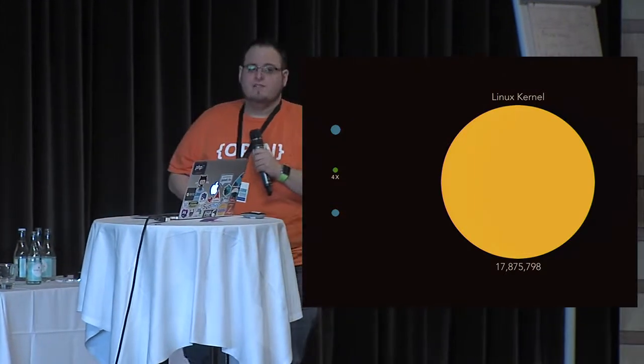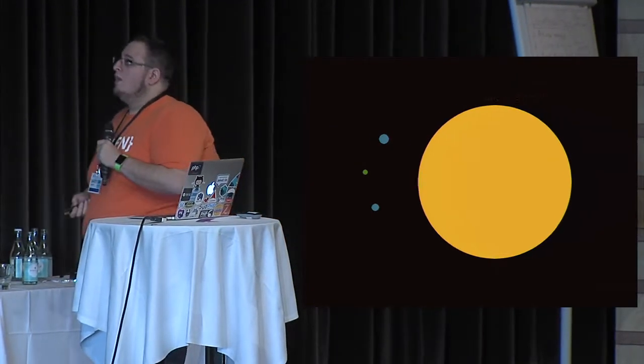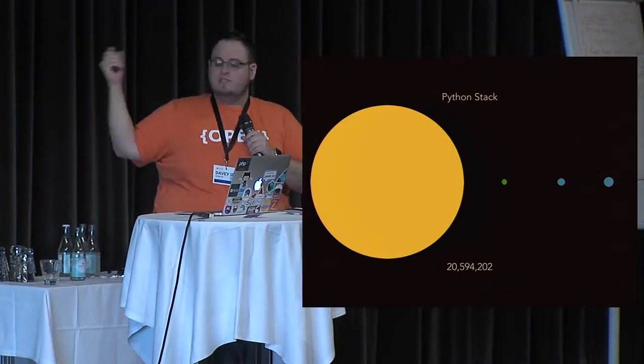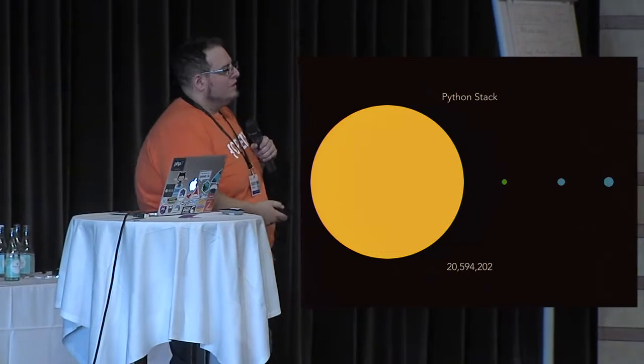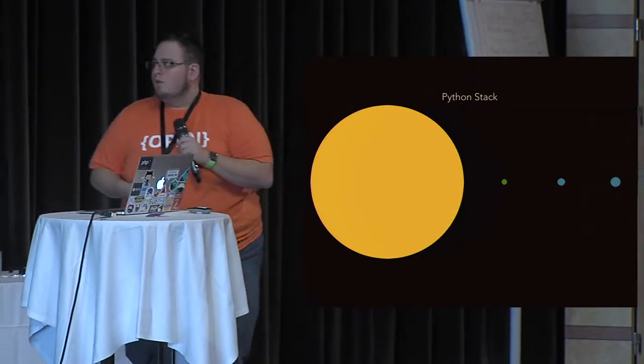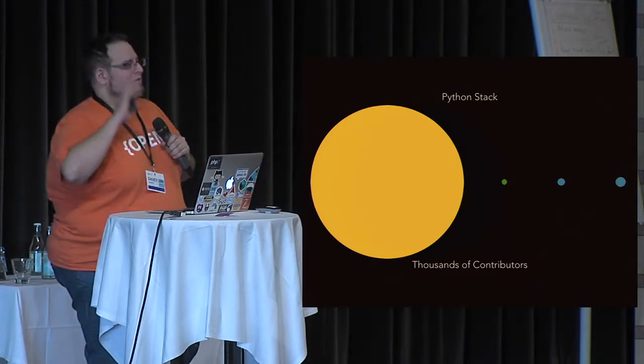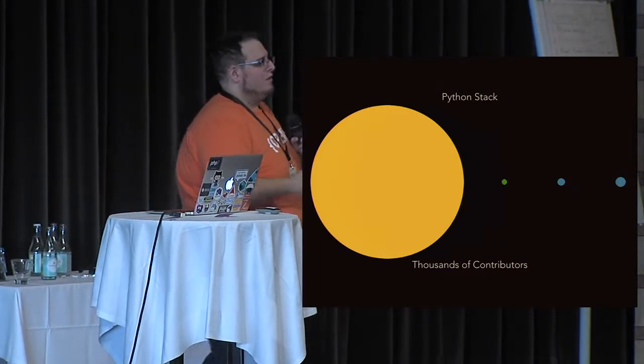It's kind of impressive. So what that means is if you're running a Python stack, which is Postgres, CPython, and Nginx, you're running 20 million lines of code written by thousands of contributors, right? Of course, that a lot of statistics wasn't quite enough for me. I went a little further.